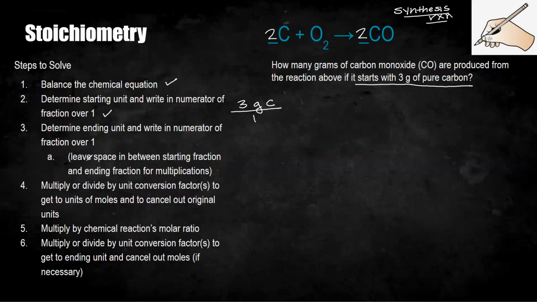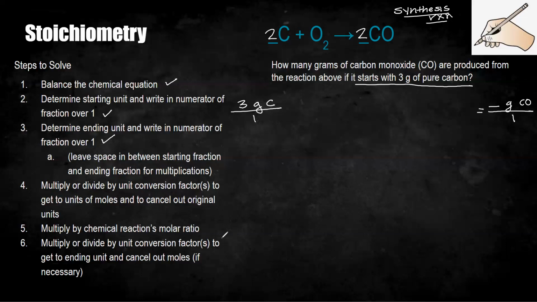Then I'm going to determine the ending unit and write it in the numerator of a fraction over 1. And I'm going to leave space in between my starting unit and my ending unit to do some math calculations there. So my ending unit that I know I want to get to, if I read the problem again, how many grams of carbon monoxide? So I'm looking for blank grams of CO. So I've got my bookends here. I've got my starting unit and I've got my ending unit. So that's step number 3.